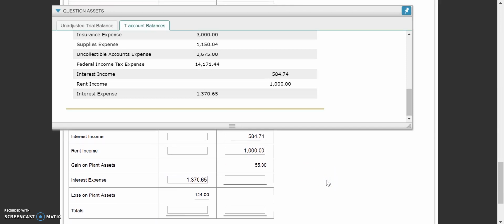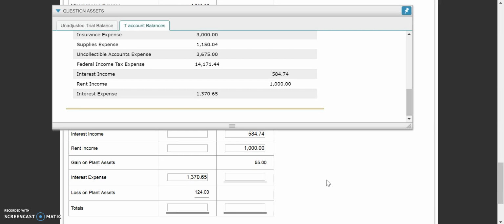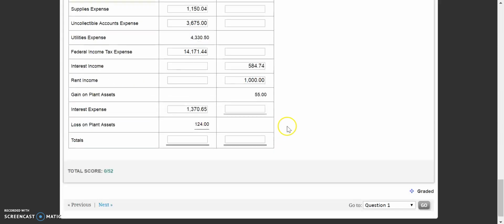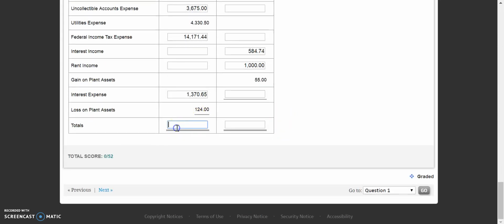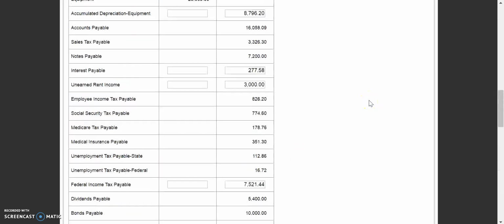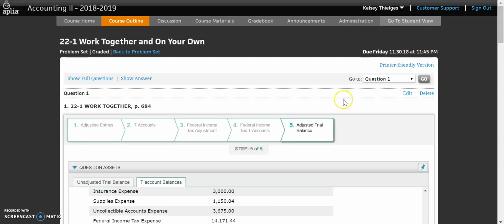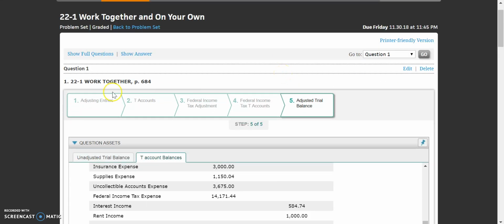And finally, the very last thing we need to do is to do all of our totals. So it's always a good idea when you're doing this to do it probably twice, just to make sure that you get the right answer both times. So when we total this, we get a total of $723,731.90. And they should both equal. Your debits need to equal your credits after your adjustments in order to be ready to prepare our financial statements. So that is all 5 steps of our work together. You can head on over and do the on your own and then also the application.